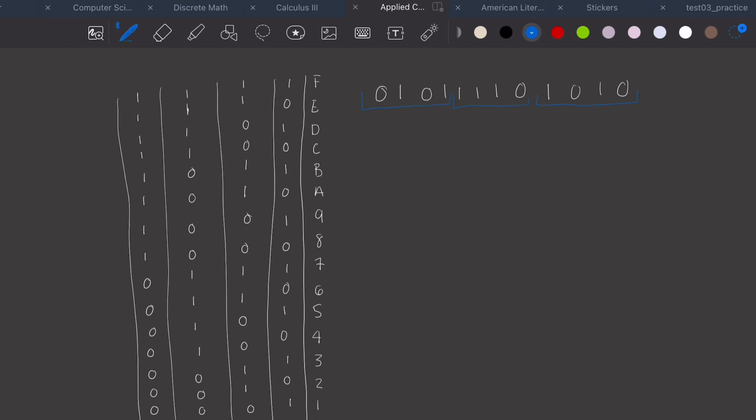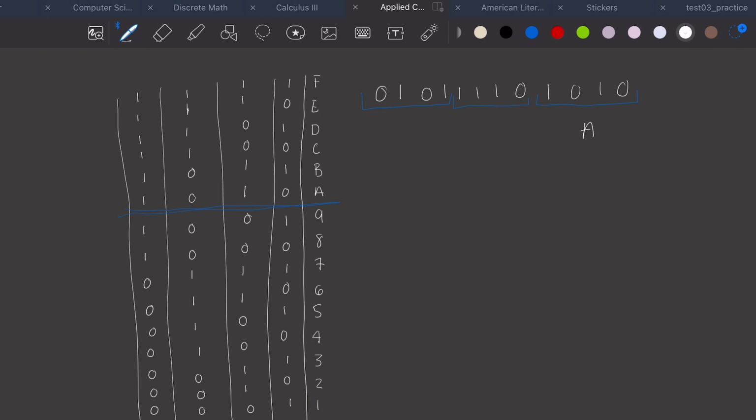Working from the back of the numbers, I'm going to look at my table to see what matches 1 0 1 0. If I look at my table, what matches is the letter A. So the 1 0 1 0, I will write this section as the letter A.